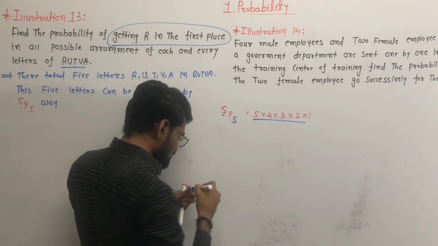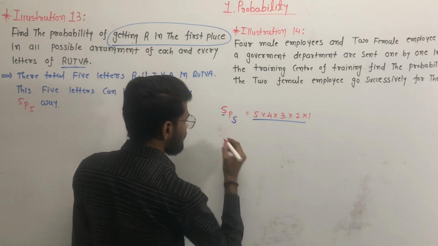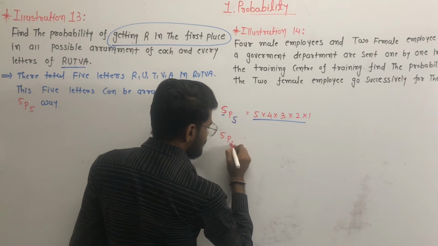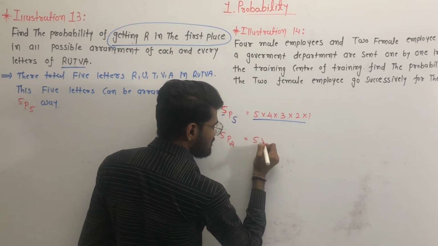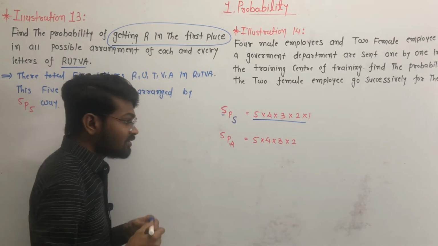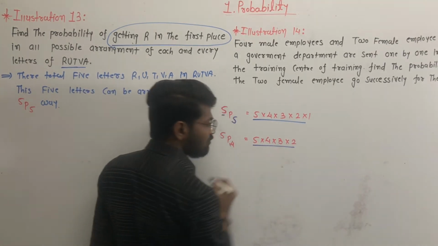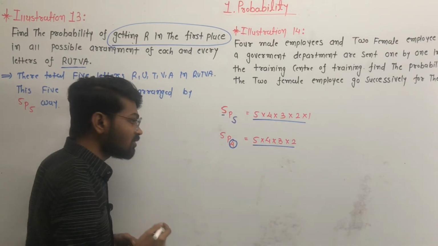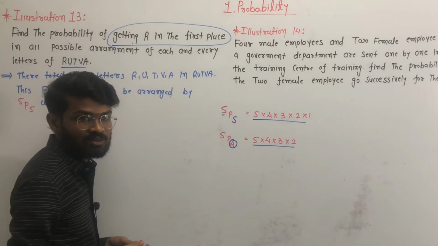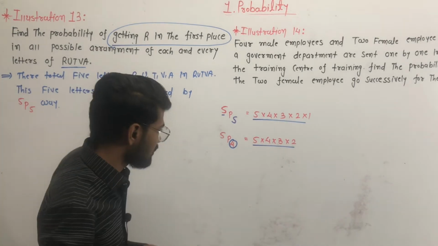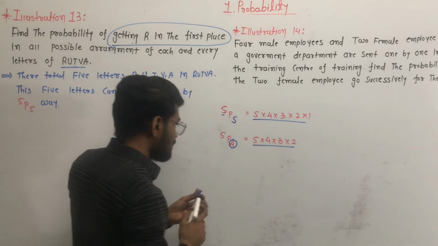Next example, 5p4. For 5p4, we have to start with 5, then 4, then 3, and then 2. There is a total of 4 numbers. Here it is 4, so the total number of terms will be 4, and we have to start with 5. We have to do multiplication in decreasing, descending order. Clear?